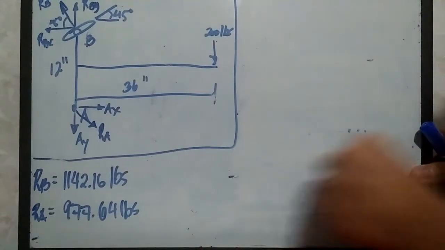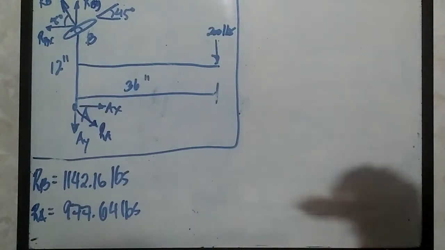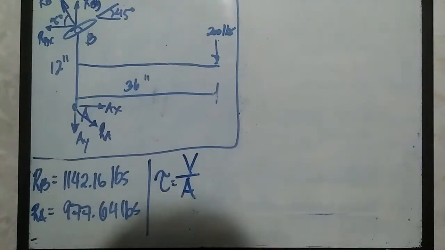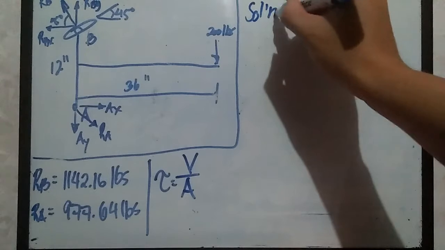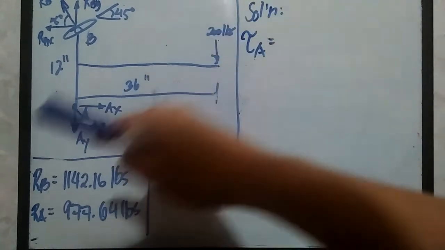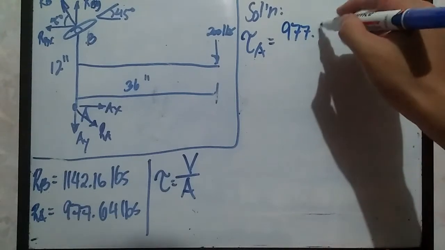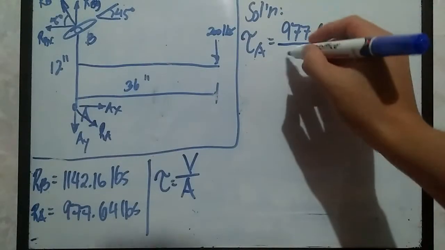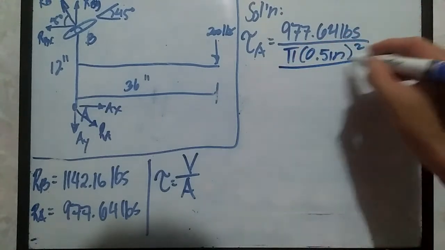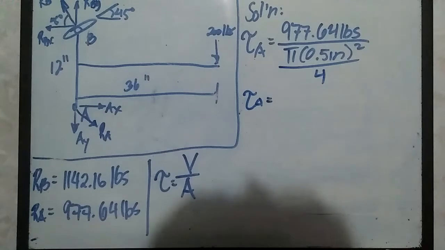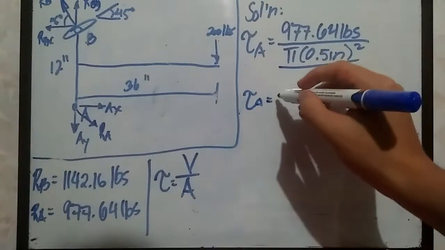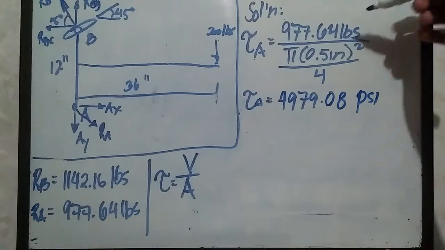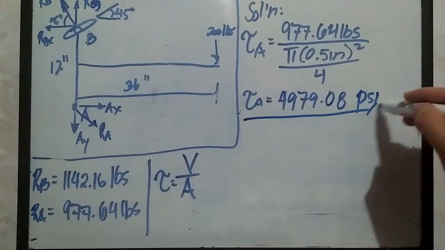Since we already managed to solve for the reactions, we can now simply apply the working formula for shear stress, which is tau is equal to the shear load divided by the cross-sectional area of our pin. So solution, shear stress at pin A is equal to 977.64 pounds divided by pi times 0.5 inch squared divided by 4, since the diameter of pins A and B is 1/2 inch. So shear stress at A is approximately 4979.08 psi, pounds per square inch. So this is the shear stress at A.